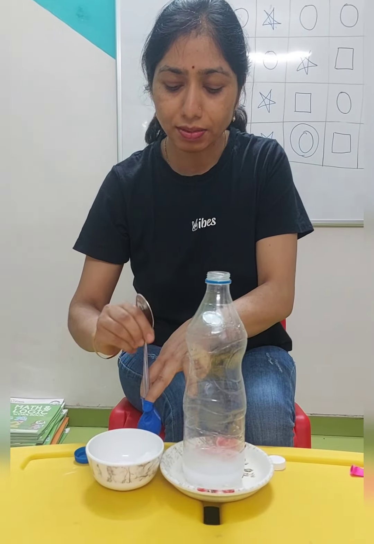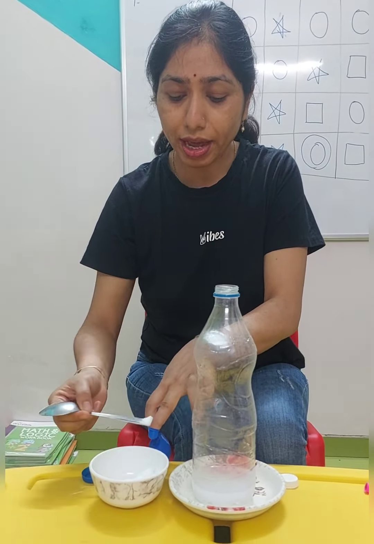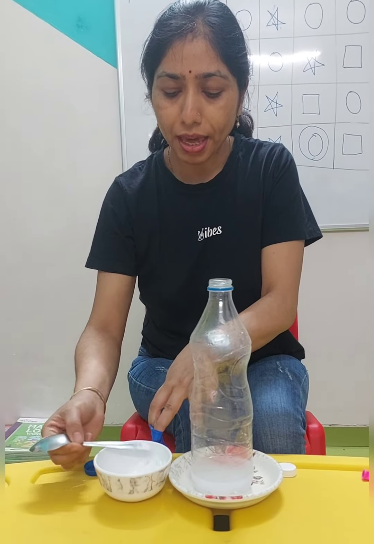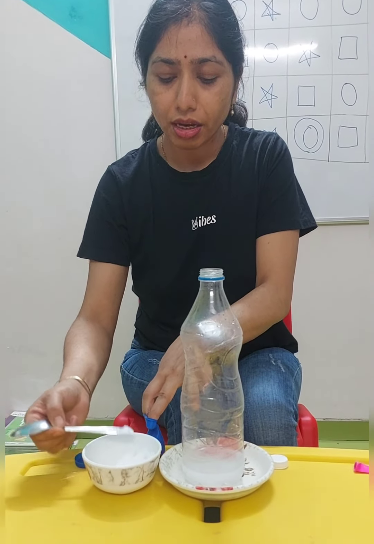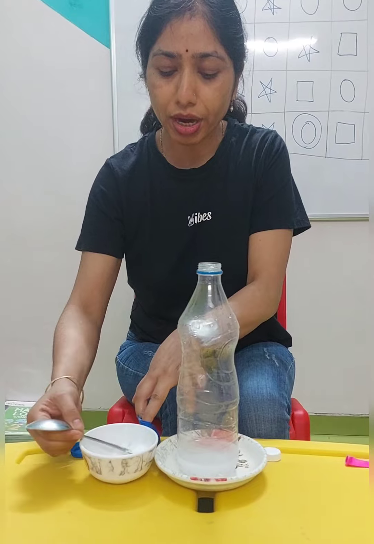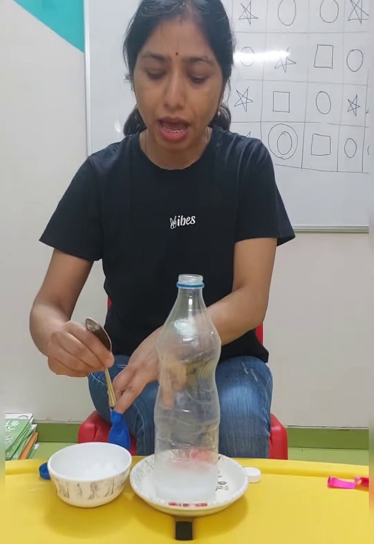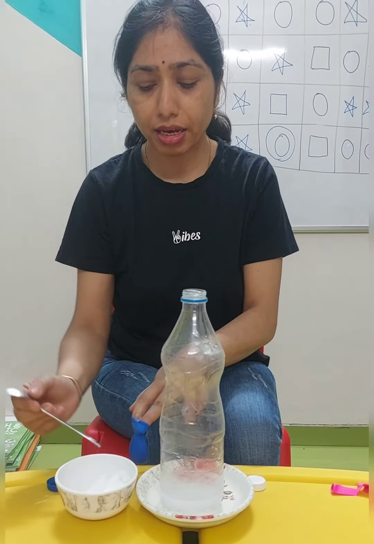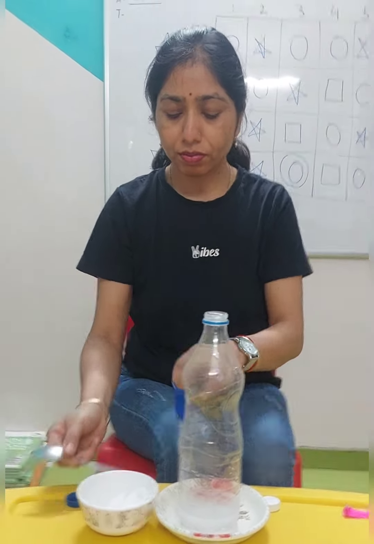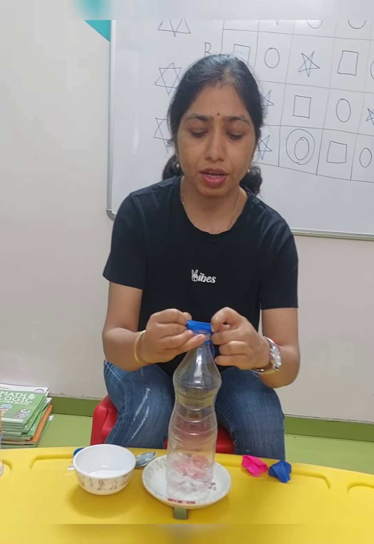What is this? Balloon. What I am adding in balloon? Baking soda. Now what will happen? This baking soda will mix with vinegar and it will form carbon dioxide gas. You know? Let's see what will happen. Now look here very carefully.